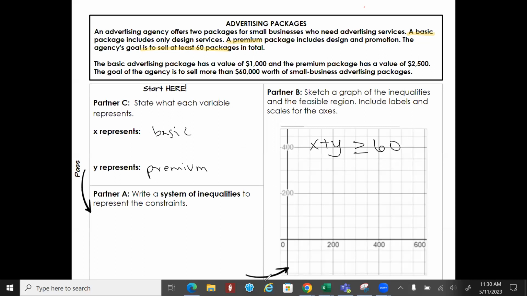Okay, then we're going to read the second paragraph. Basic package is going to be $1,000. Premium package, $2,500. And we've got to sell more than $60,000. So again, we can write an inequality: 1,000 times X plus 2,500 times Y, and we're trying to do more than 60,000. There's a lot of zeros that you can't see.